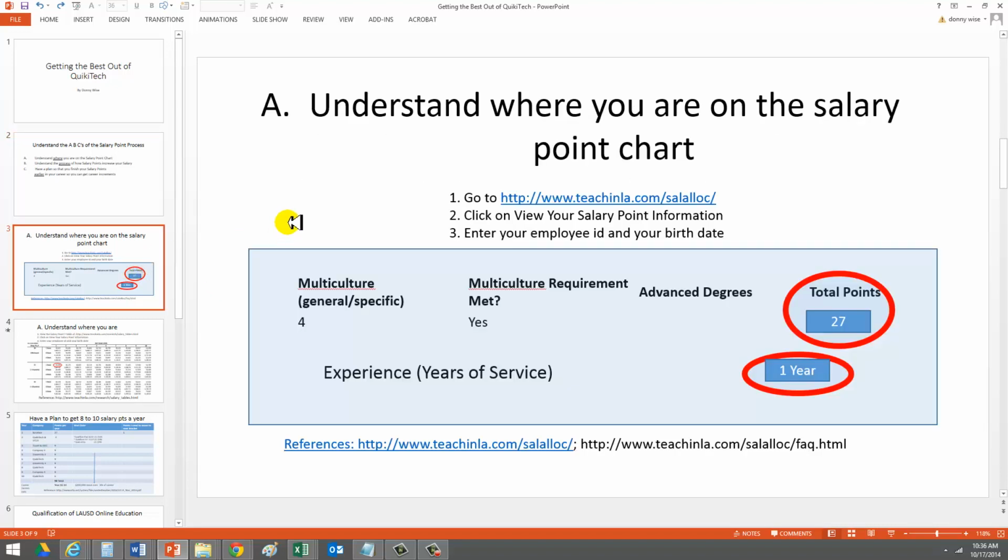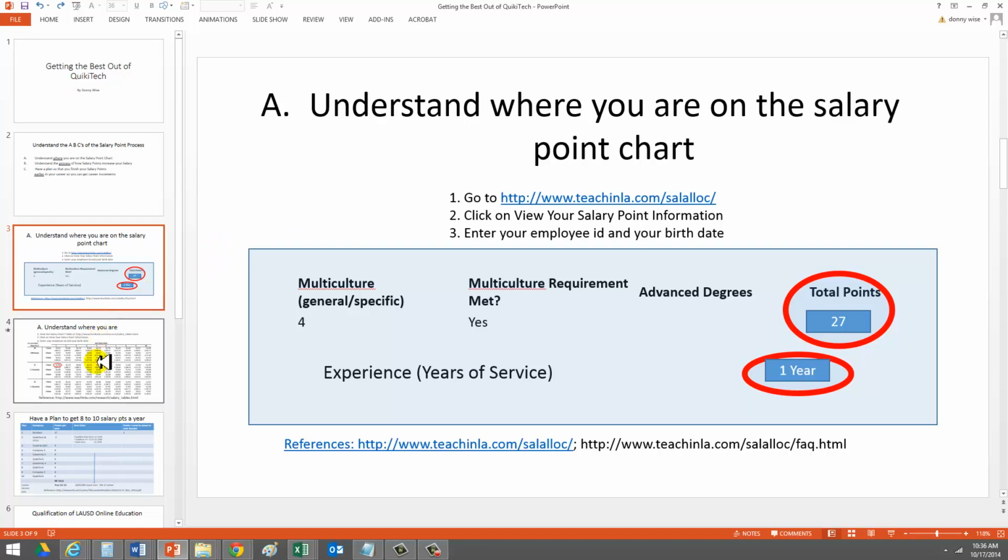Okay, so how do you find out where you are on the salary point chart? Go to this particular URL, that's point 1. Click on View Your Salary Point Information, and then enter your employee ID and birth date. That's point 3 there. And then you'll see a lot of information, but you're looking for 2 numbers. You're looking for your salary point number, and you'll see in that first circle. In this example, this particular teacher has 27 salary points. And then you're looking for the second number, and that's the number of years of service. And this teacher has 1 year of service.